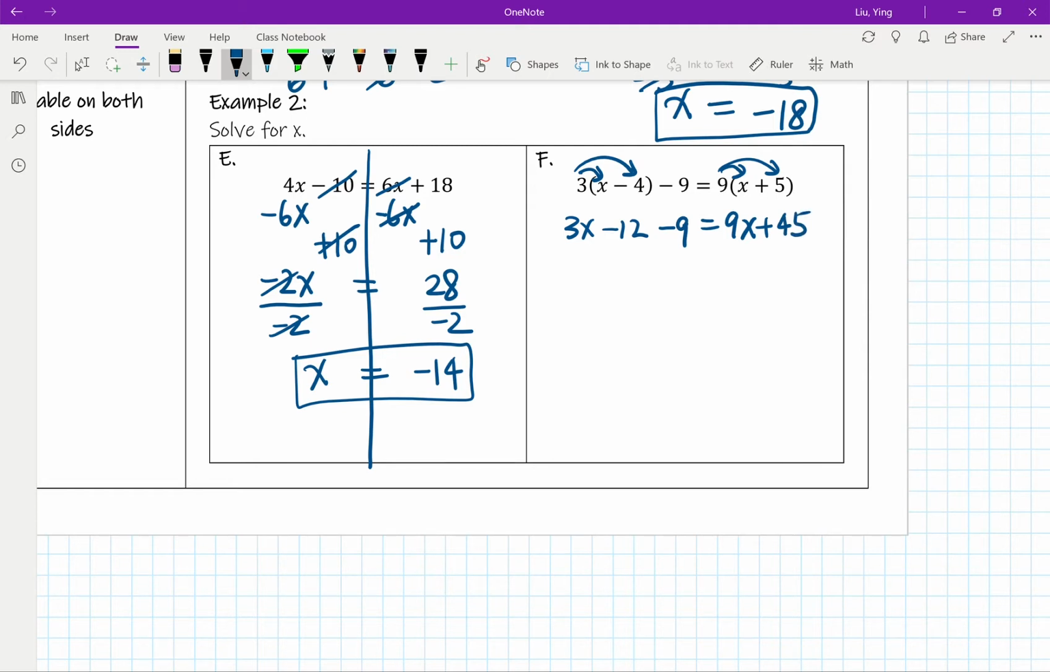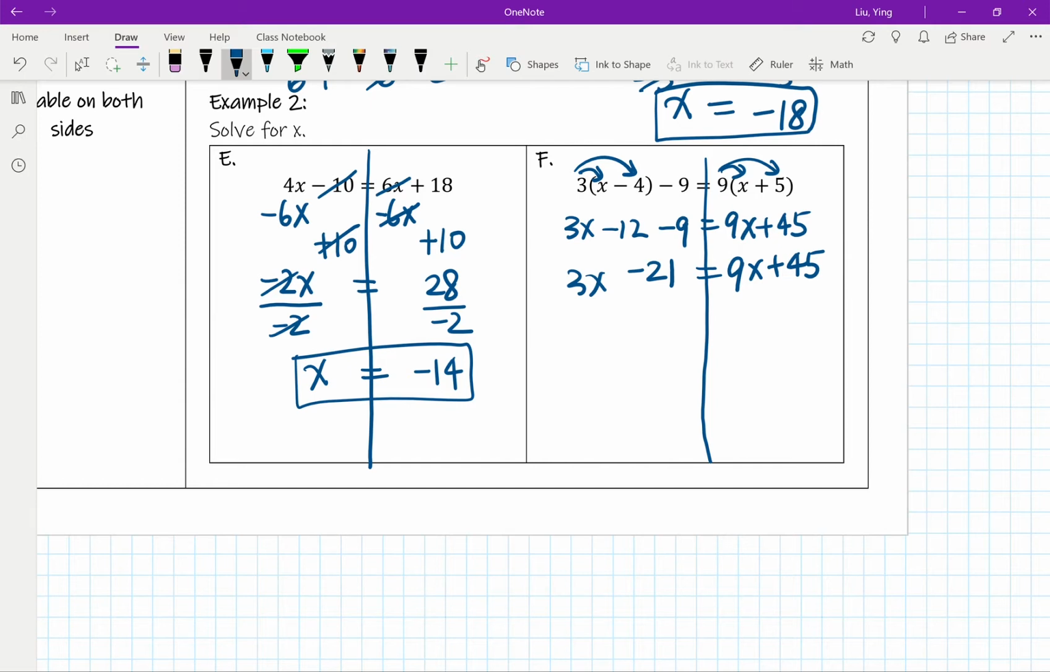And then we see that on the left-hand side, there are still like terms, which are the negative 12 and the negative 9. So we can combine them. So we'll do negative 12 minus 9, basically. And that's going to give us negative 21. And then we'll bring down this 3x. On the right-hand side, there are no like terms to combine, so we'll just bring them all down for now.